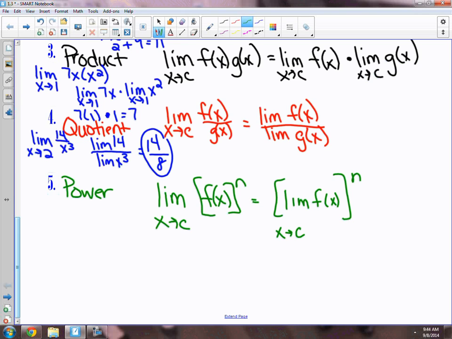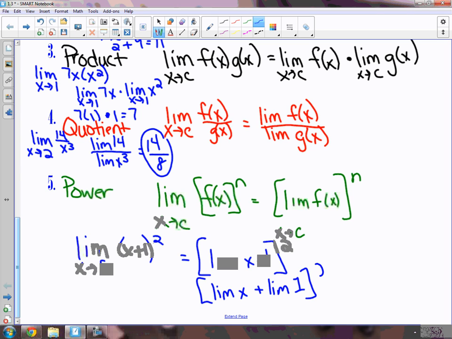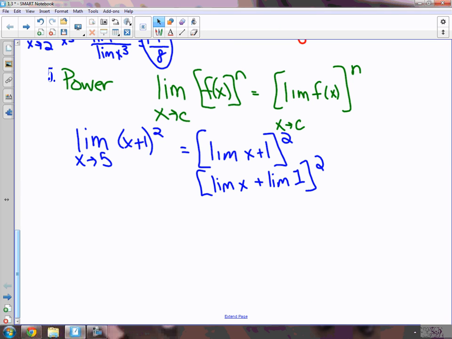Okay, so let's practice with this one. The limit of x plus 1 squared as x approaches 5. What we can do is just worry about the limit of x plus 1 first and then square it at the very end. Inside of that, we can separate it into the limit of x plus the limit of 1 if we use the sum or difference property. This is all as x is approaching 5. What's the limit of x as x approaches 5? 5. What's the limit of 1? 1. And then we're going to square that final answer. So there's how we do that limit.